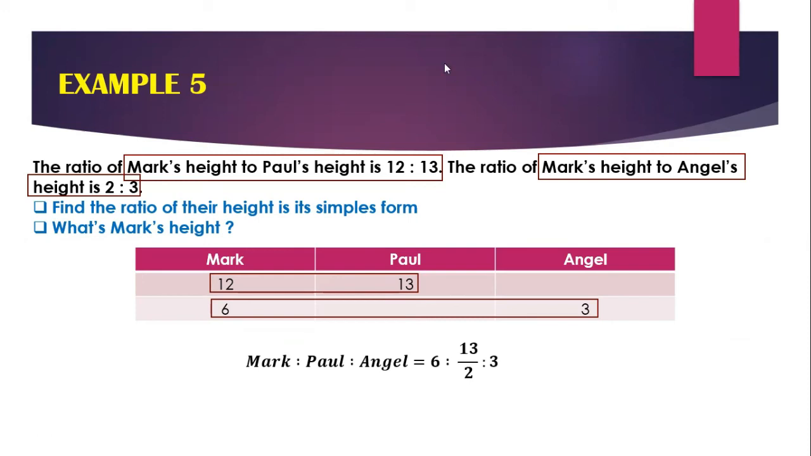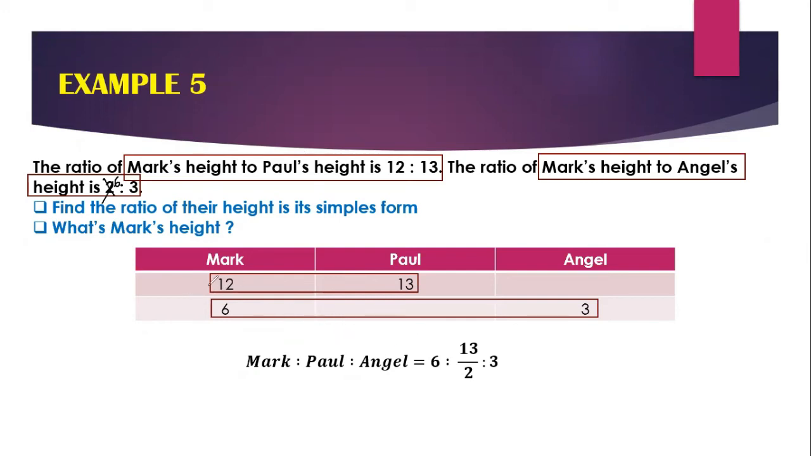Sorry, the question is wrong. I need to fix the question here. Not 2 to 3, but 6 to 3. Okay, so Mark's height to Angel's height is 6 to 3. So what's the concept?